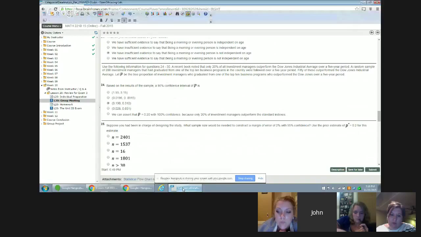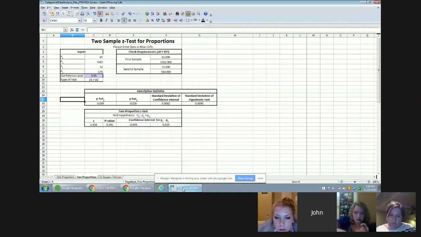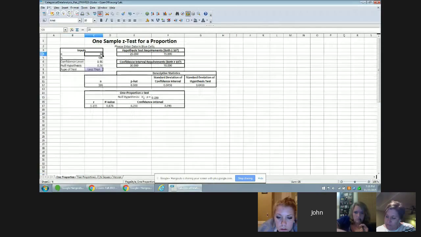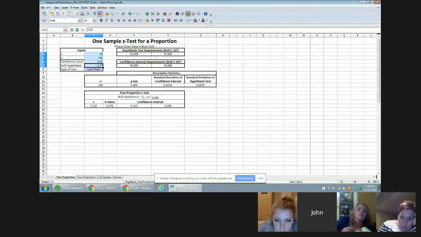Okay, so this one you can do in the Excel page. John, do you want to pull yours back up? It's a one proportion deal. One proportion. Okay, so it told you that the p hat was 0.20, right? In order to get that, their sample size was 200.